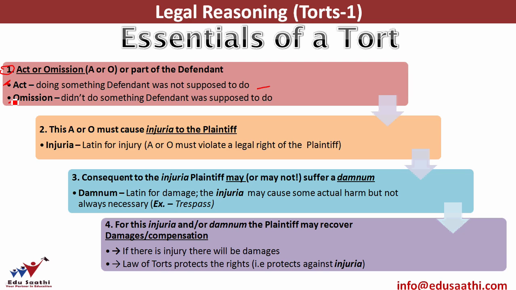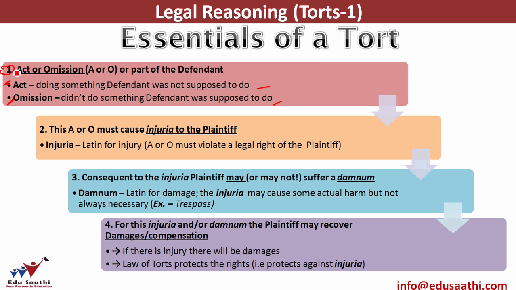So next is omission. In this case, you do not do something which you are supposed to do otherwise. For example, you've been asked to take care of a house by your owner. You're working for somebody, and you're asked to take care of the house, but you fail to do that, due to which the owner suffers some damages. In that case, it would be an omission of the act which you were supposed to do.